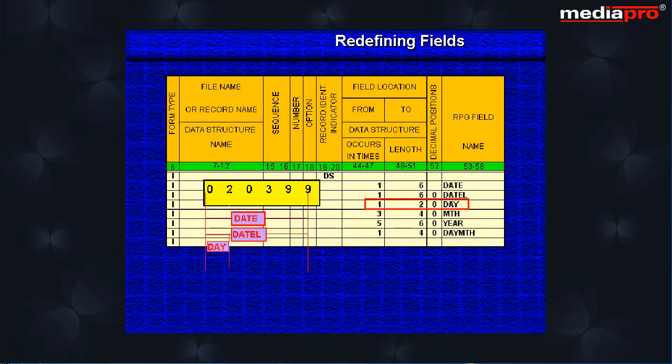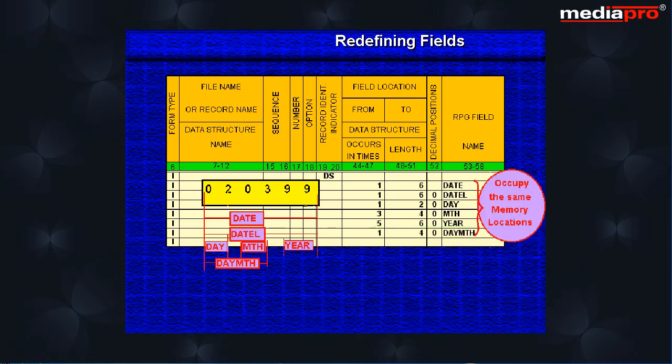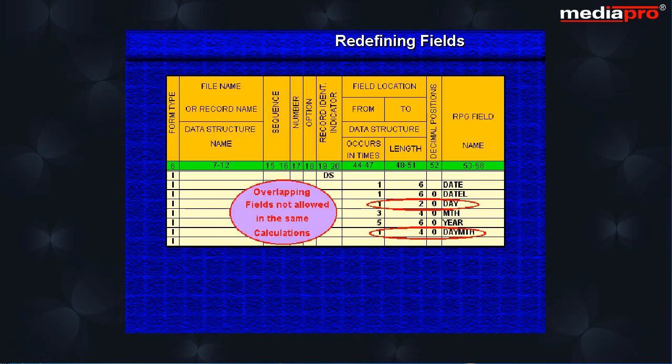DAY redefines locations 1 and 2, MTH redefines 3 and 4, YEAR redefines 5 and 6. In addition, locations 1 to 4 have also been redefined as DAYMTH. All of these subfields occupy the same 6 memory locations. Overlapping subfields cannot be used in the same calculation.